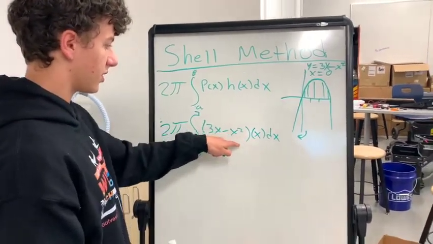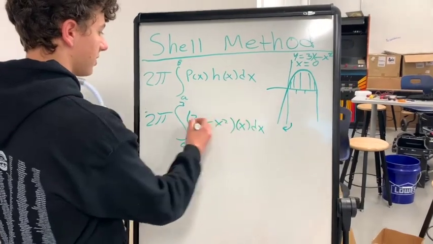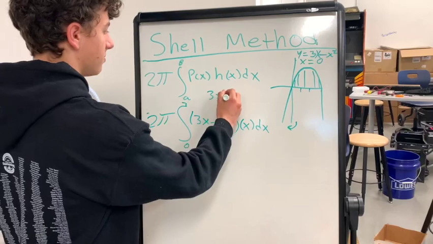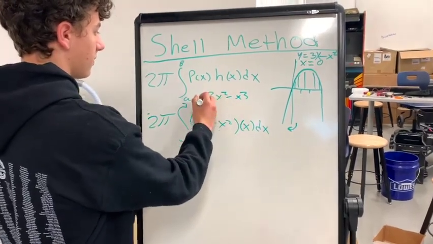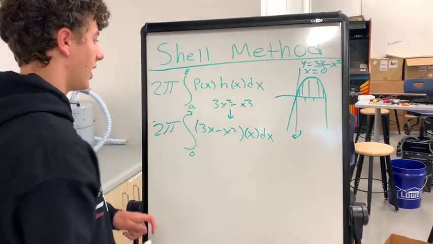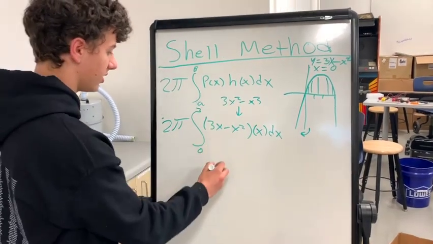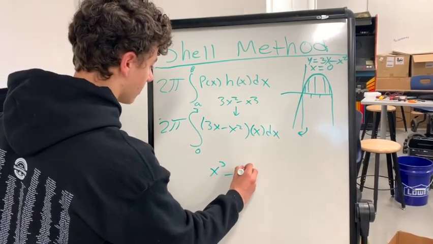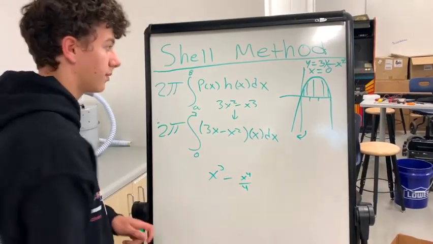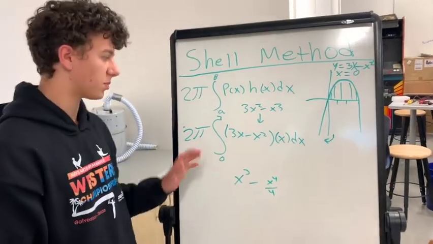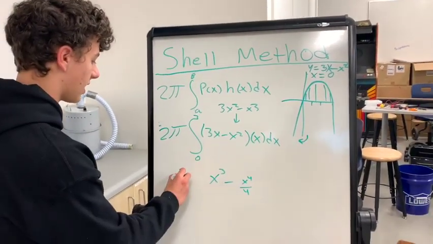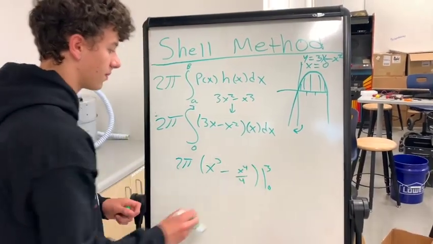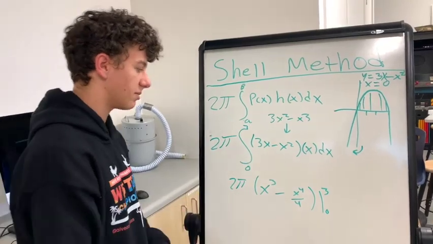So let's FOIL these two things and see what we get. 3x times x is 3x squared, minus x times x squared, minus x cubed. So this we can insert here, and let's integrate this. This would be x cubed, and this would be minus x to the 4th over 4. And this is just basic integration methods that we previously learned. And we don't want to forget, our 2 pi is still there, and this is solved from 0 to 3. Now that we have this, we just have to plug in a few numbers and find our solution.